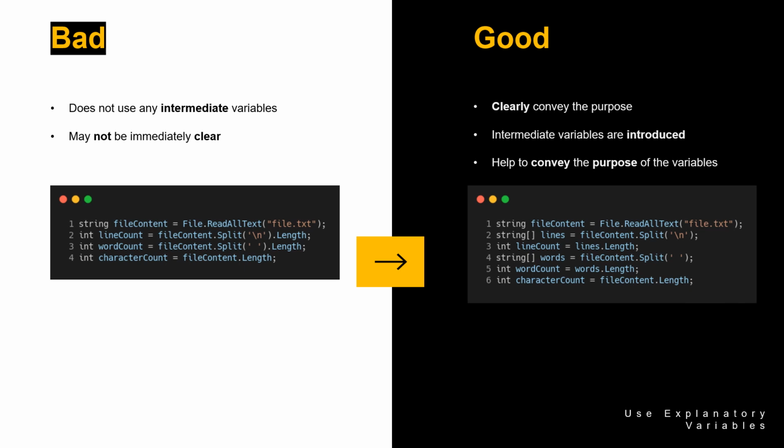Explanatory variables can greatly improve the readability and understandability of your code and is an important best practice for C# developers to follow. By using meaningful names for your variables, you can make your code easier to read and understand, which can help to reduce the risk of bugs and maintenance issues.